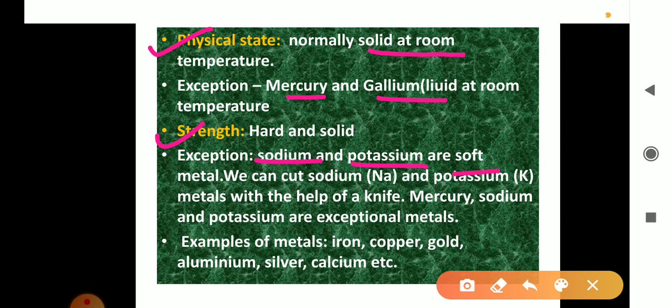Even they are so soft that they can be cut by a knife. We can cut sodium and potassium metals with the help of a knife. What is the formula of sodium? Sodium is called Na. The symbol of sodium is Na and the symbol of potassium is K. These both metals can be cut with the help of a knife.